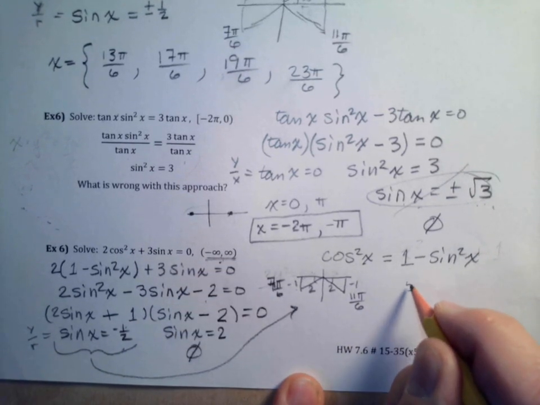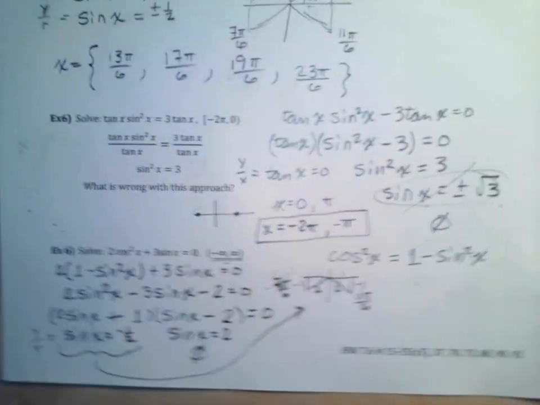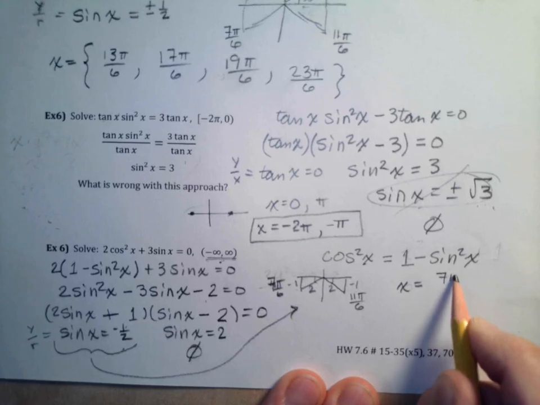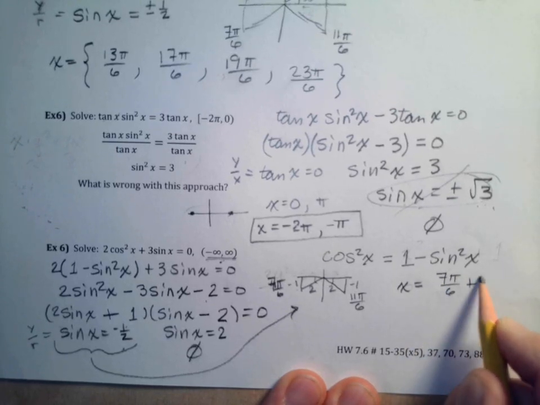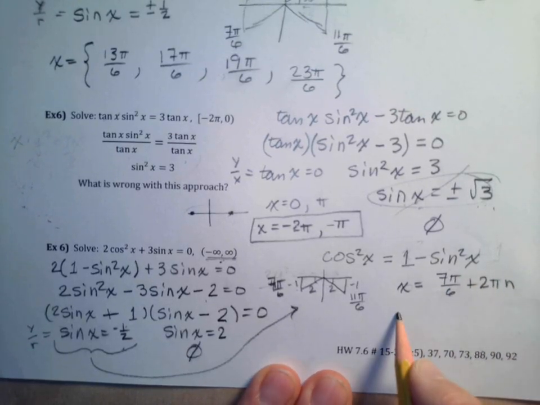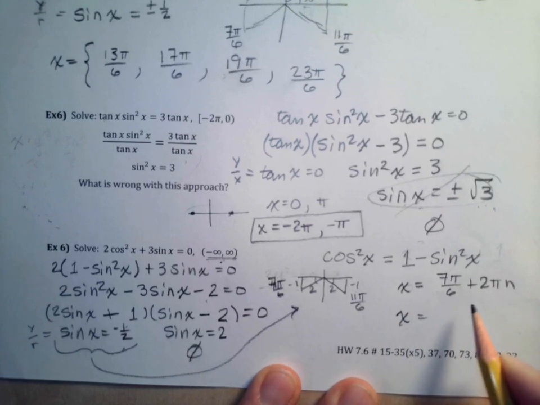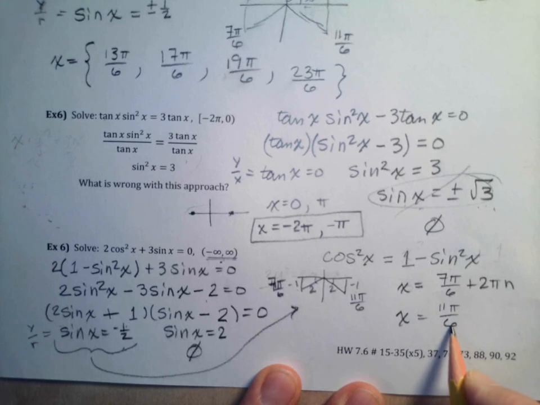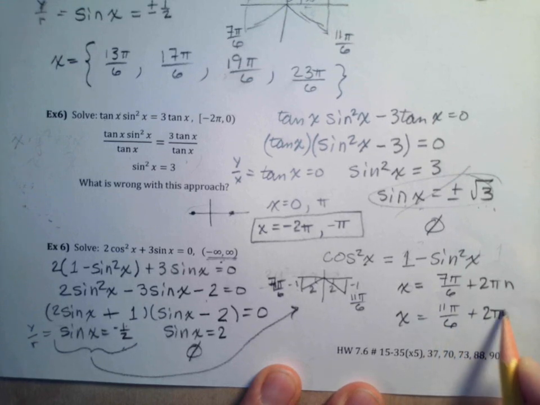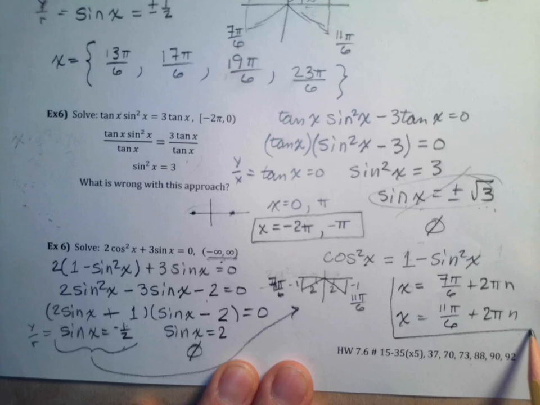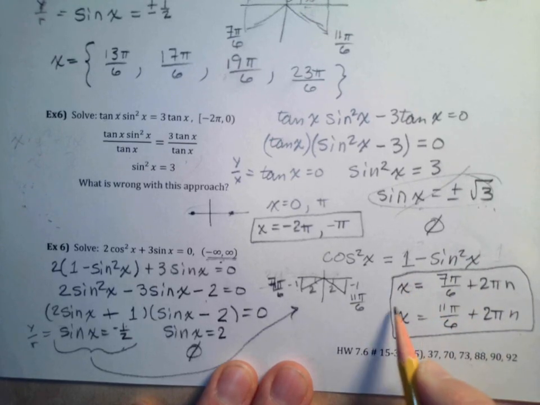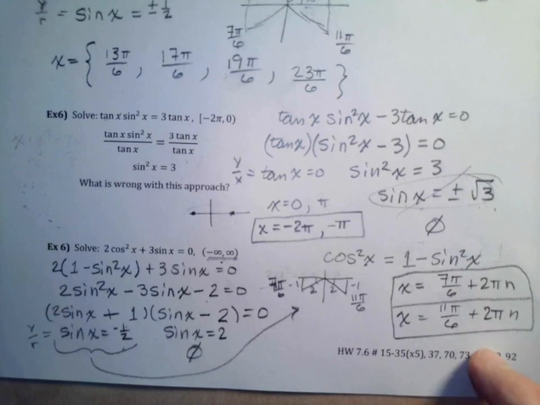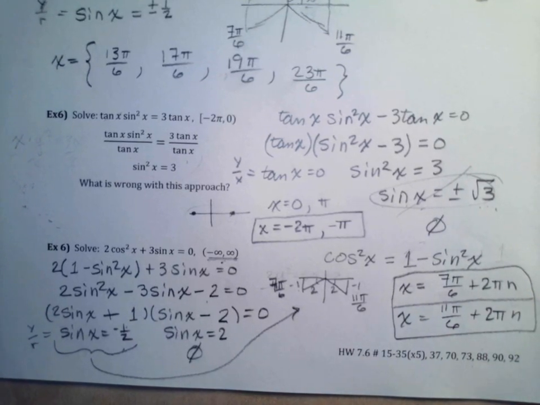we'll do x equals 7 pi over 6 plus 2 pi n, and also x equals 11 pi over 6 plus 2 pi n. All right, so 2 solutions, well, infinitely many solutions, but 2 values in the first rotation, and then we're going to add 2 pi n to all of those.